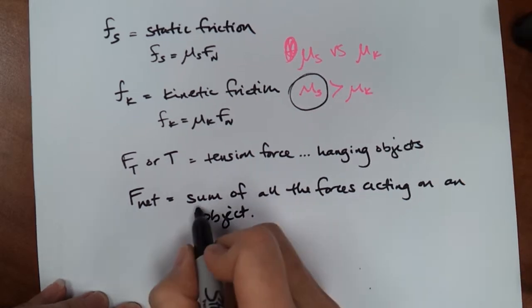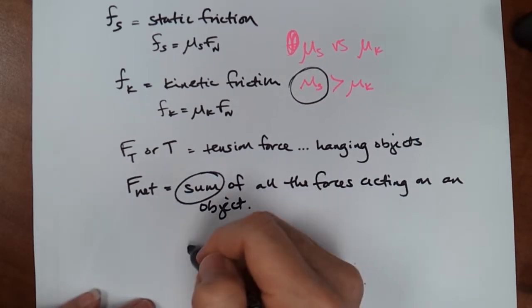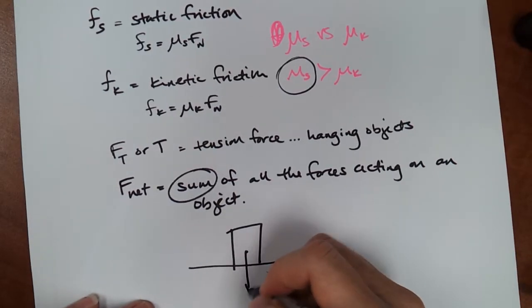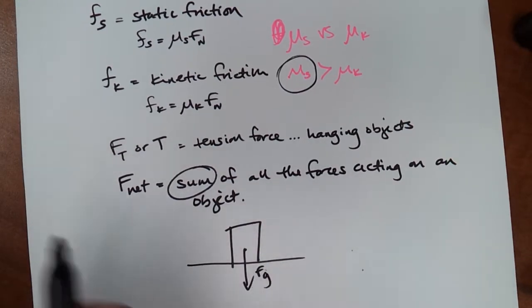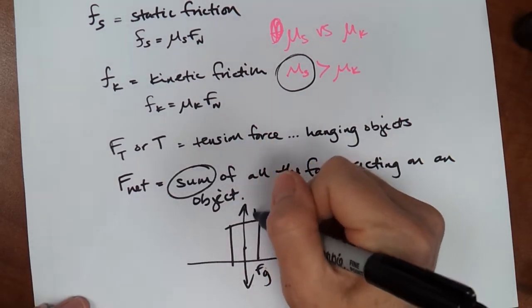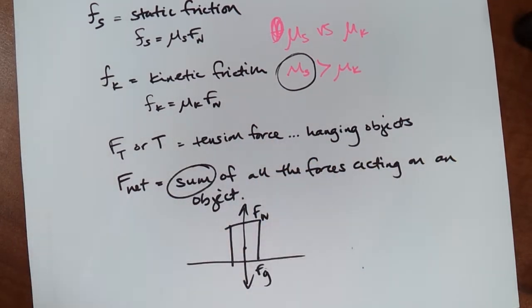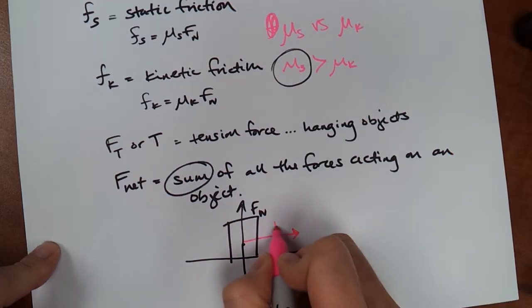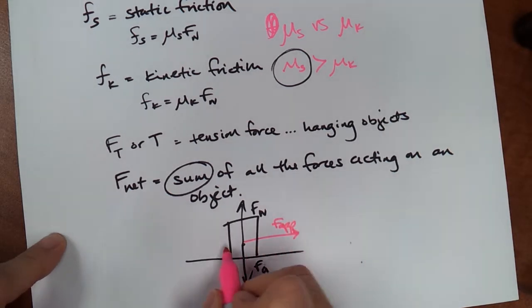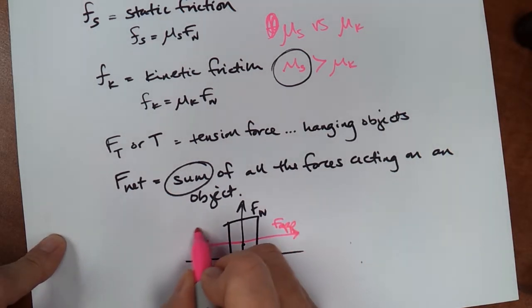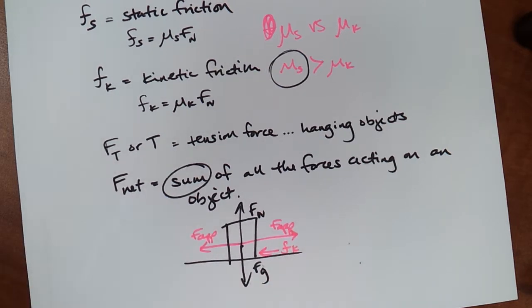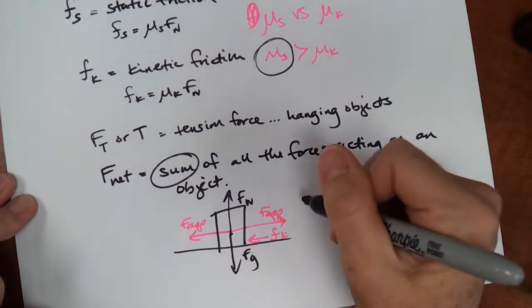And remember that when you add them, that's why I always add. So, for example, I have my Fg and I have my Fn. And let's say that I have an applied force going to the right. I have a second applied force going to the left. And I have friction going that direction. So how would that look if I were just to add them all up?